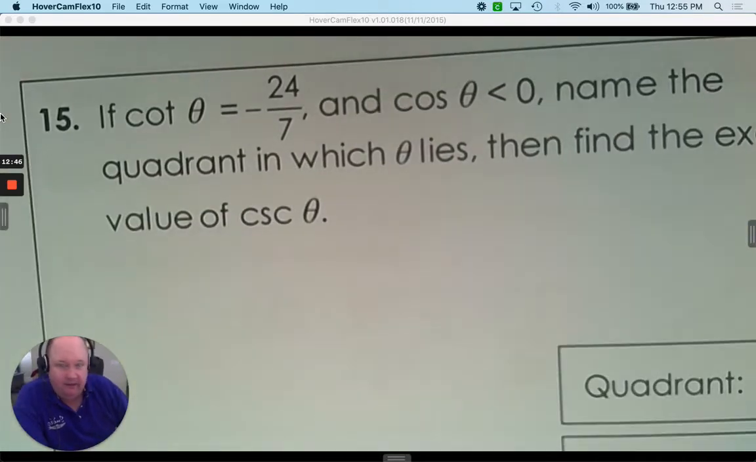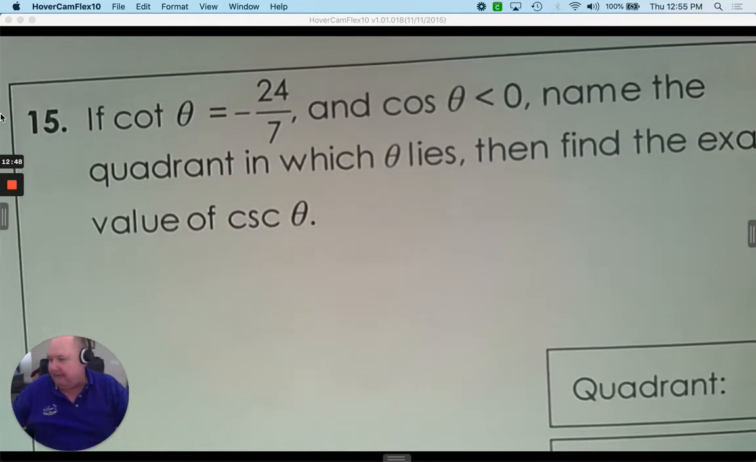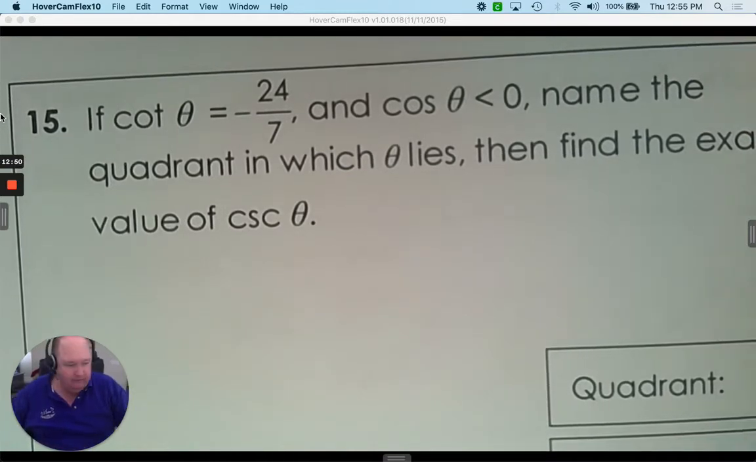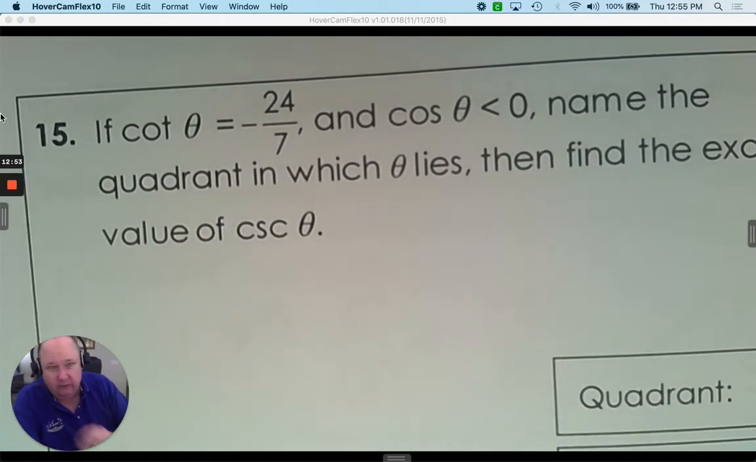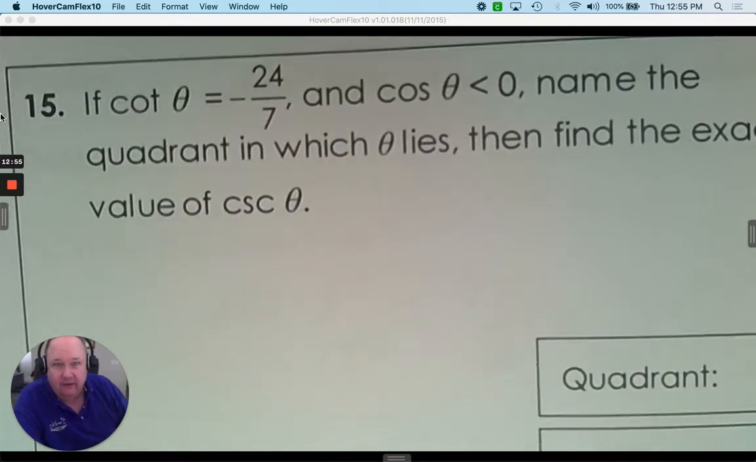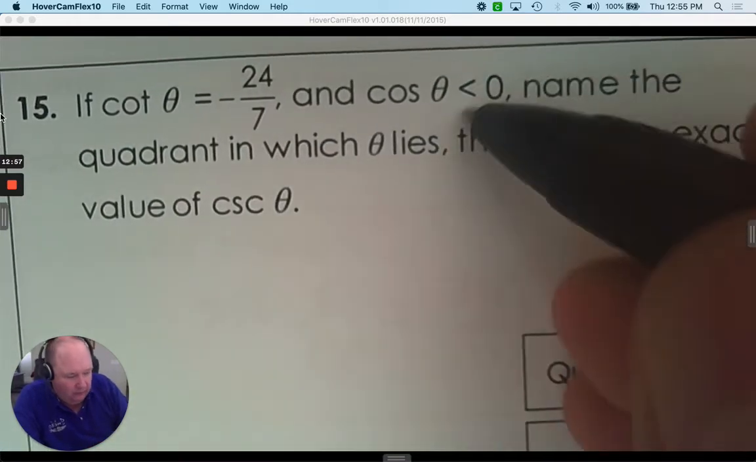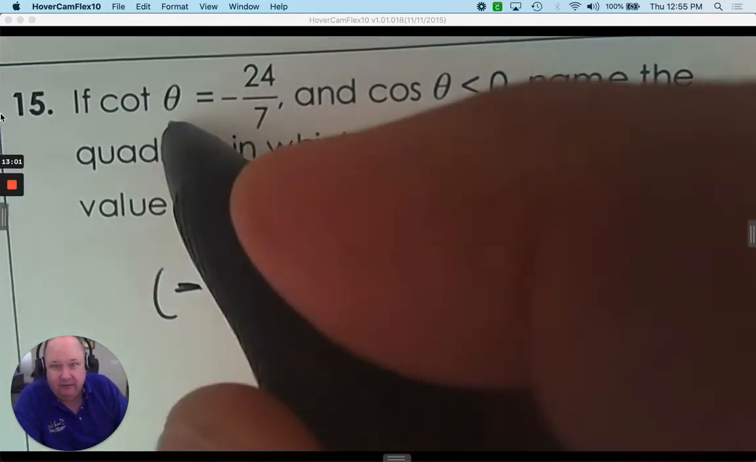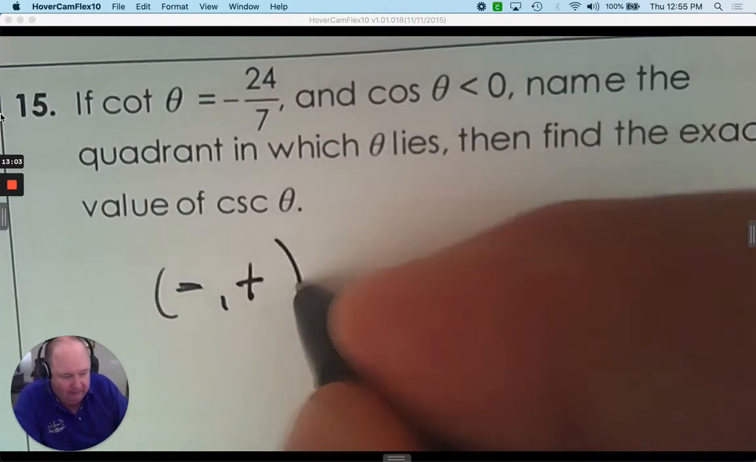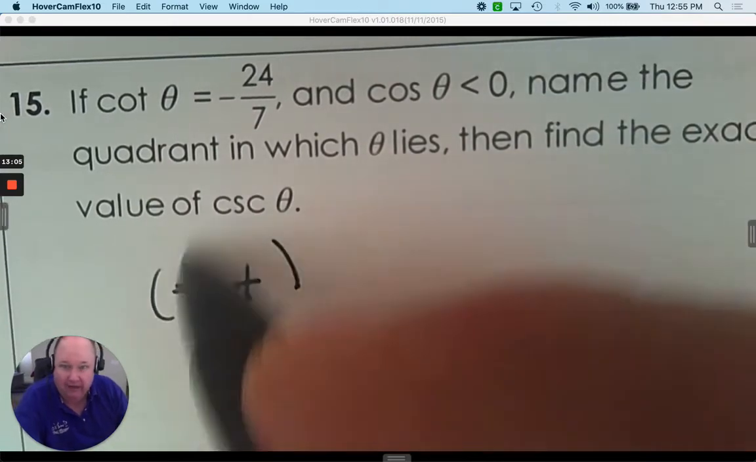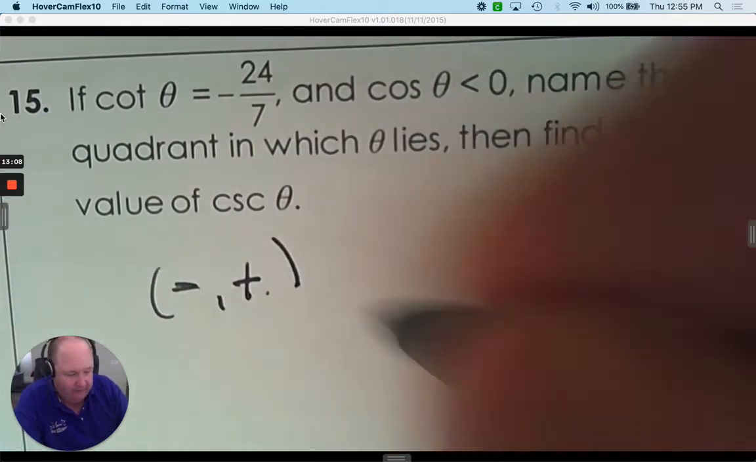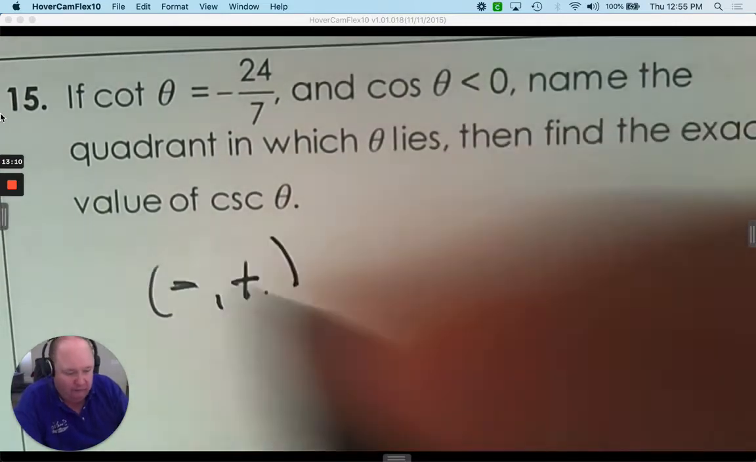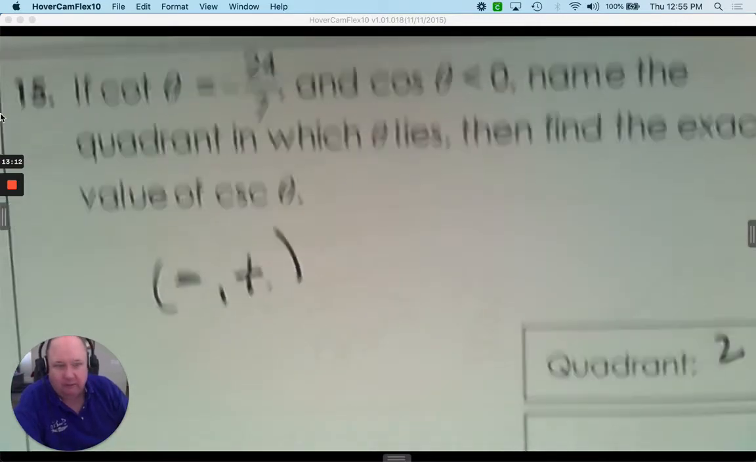Number 15, if cotangent theta equals negative 24 over 7, and cosine theta is less than 0, name the quadrant that it lies in. So if cosine is negative, the x-coordinate is negative. If cotangent's negative, then the y must be positive, so that when you go x divided by y, it gives you that answer. So negative, positive, we're definitely in quadrant number 2.